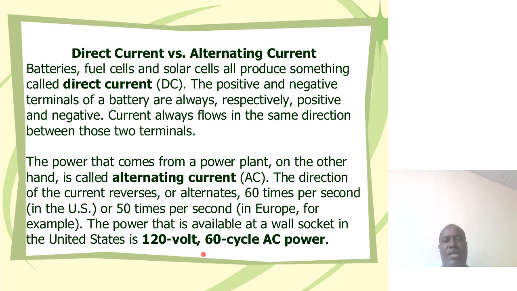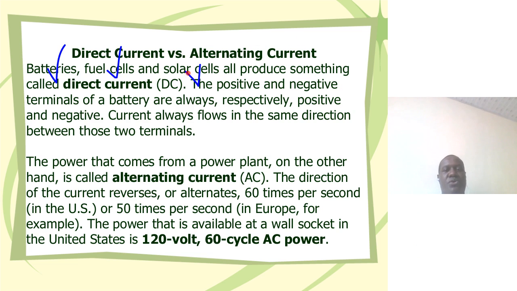So I'd mentioned earlier that depending on where you are drawing your source of power, it will always come in different dimensions. We have two types of currents, that is direct current and alternating current. And we say batteries, fuel cells, and solar cells all produce a DC.